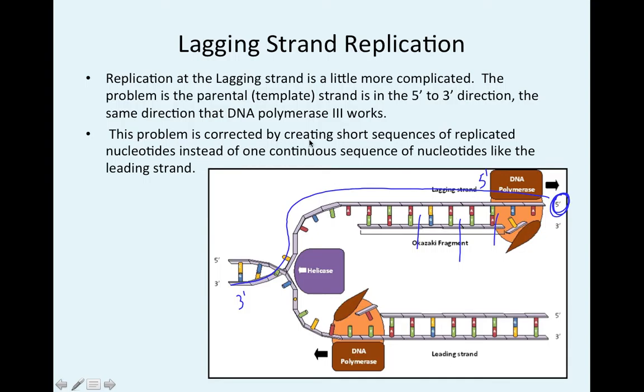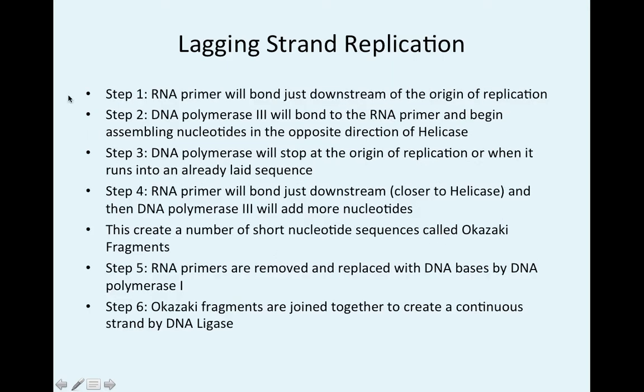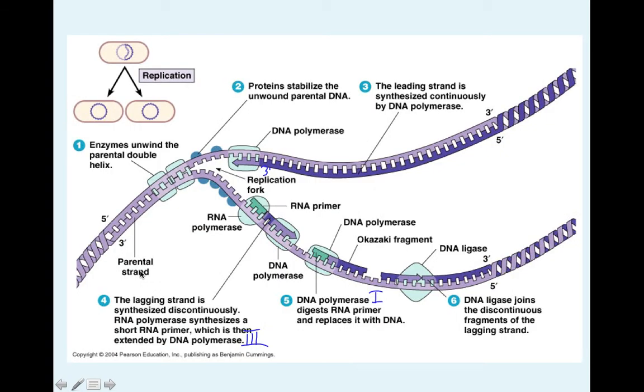So the problem is corrected by creating short little sequences of replicated nucleotides instead of one continuous sequence of nucleotides like the leading strand. So I'm going to make a whole bunch of little fragments here. I'm going to go through all of these steps, and you can see there are 6 steps compared to 2 in the leading strand. I'm going to keep going to this picture.